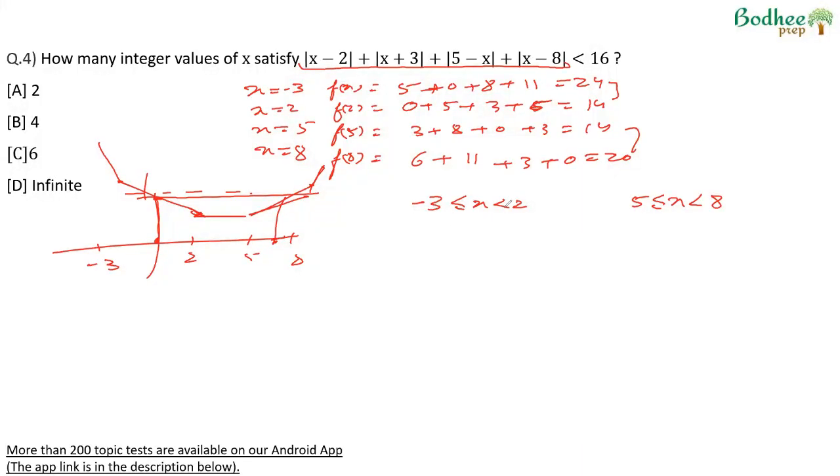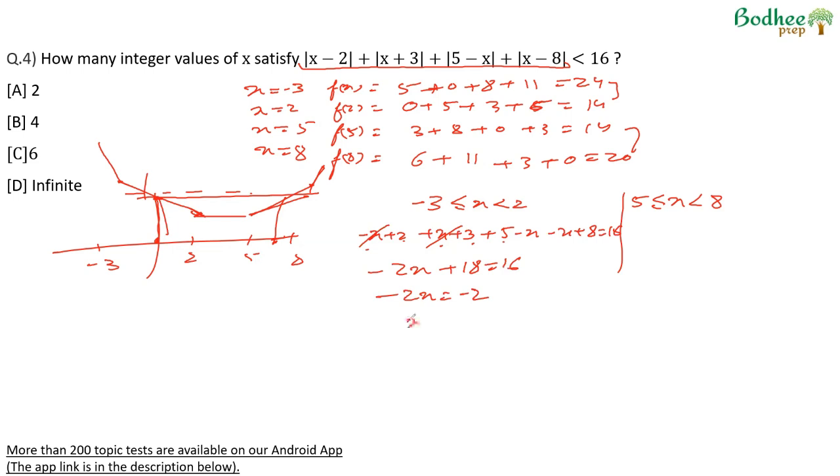So this gives me minus 3 and 2. Let x be 0. At 0, this is negative, so minus x plus 2. At 0, this is positive, so plus x plus 3. At 0, this is positive, so plus 5 minus x. At 0, this is negative, minus x plus 8, is equal to 16. So we'll get the value where f(x) is 16. Minus x plus x cancelled. Minus 2x. 2 plus 3, 5, plus 5, 10, plus 8, 18, is equal to 16. Minus 2x is equal to minus 2. x is equal to 1. So at x equal to 1, we'll get the value as 16.